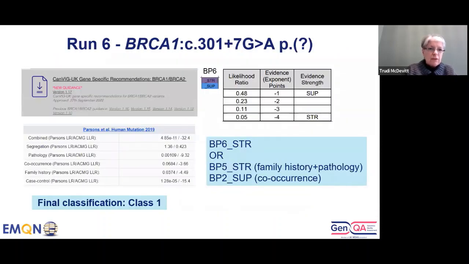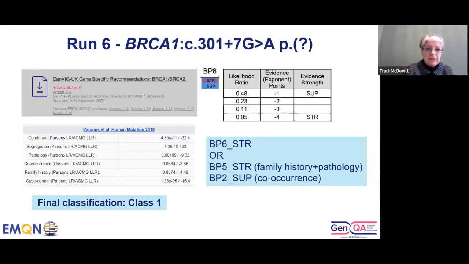But since run 6, the CanVIG BRCA1 and 2 guidelines have provided guidance on how to extract information from the multifactorial data. And on the CanVar UK website, there's very helpful information on the various epidemiology studies and the likelihood ratios and the conversion to exponent points to help you apply the multifactorial data. So in this example here, you can see that in the Parsons paper, if you look at the combined likelihood ratios, you get a conversion figure of -32.4. So if you're using this combined data, it allows you to use BP6 at a strong level. If you look at the table there, the -32 is much lower than the -4 at the strong level.